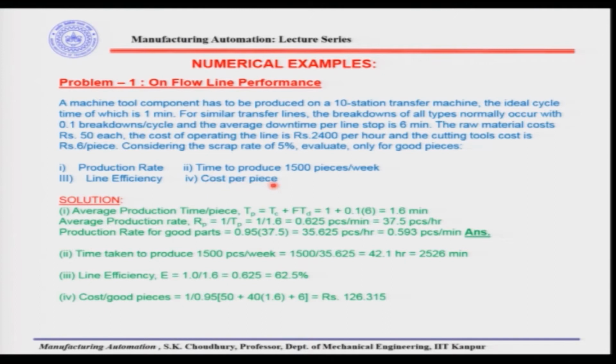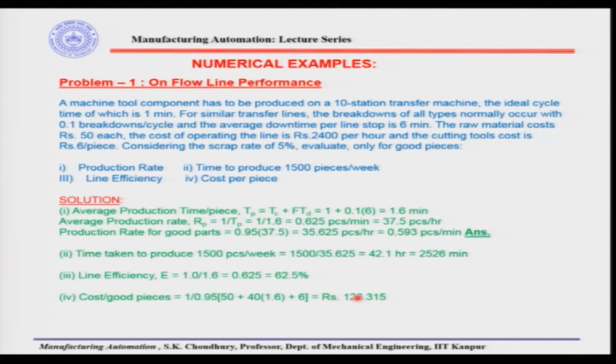And finally, the cost per good piece, because we evaluate only for good pieces. So, the cost per good piece will be 1 upon 0.95, this is the 95%, into 50 plus 40 into 1.6 plus 6. If you remember the formula, it was the raw material, line operating time and cost, plus the tooling. Here the tooling is given as the cutting tool cost of rupees 6 per piece, so it is coming in here. 40 is the line operating cost, because 2400 rupees is given here. So, the cost per good piece will be 126.315.